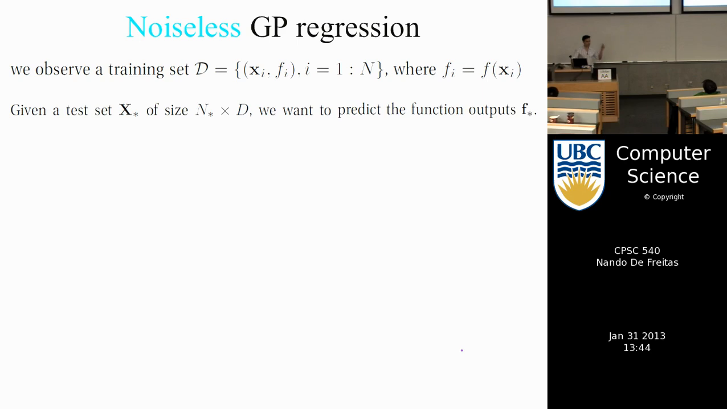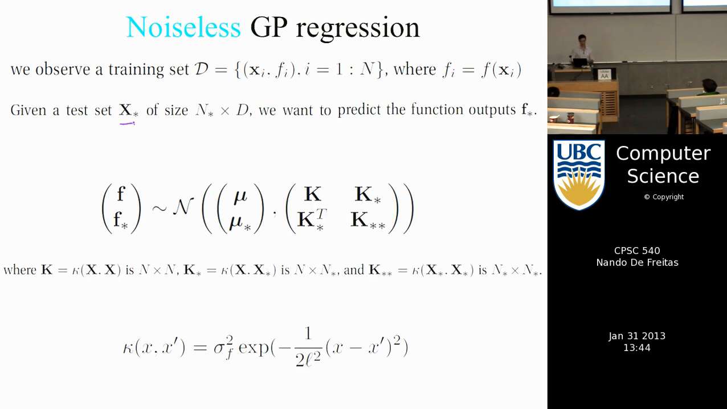Now, given a bunch of test points, x star, we can assume that each of these points, x star, is itself a vector, because we might be trying to observe not just 1D quantities, but 2D quantities and so on. We want to compute f star. So it's the same game as before. We have x's, which are the input features. We have x stars, which is any arbitrary test point. We have the f's from the training data. And so the only unknown is the f stars.